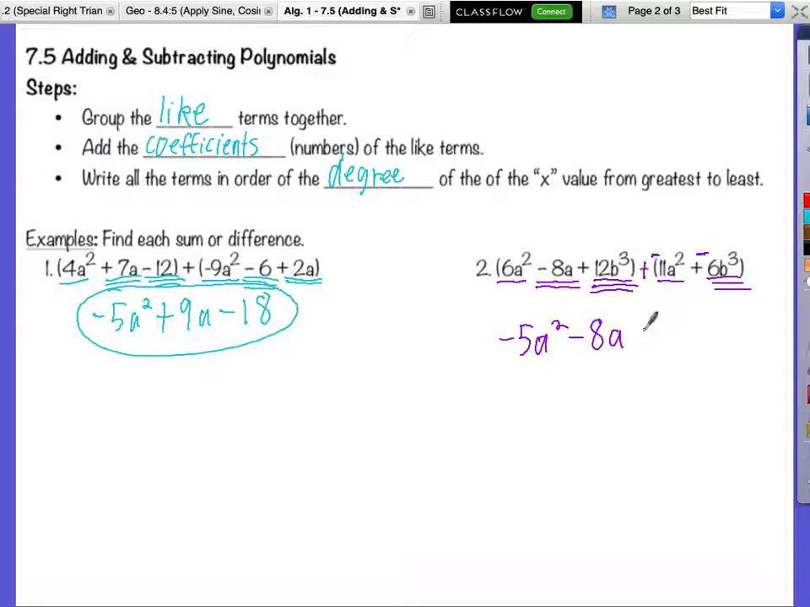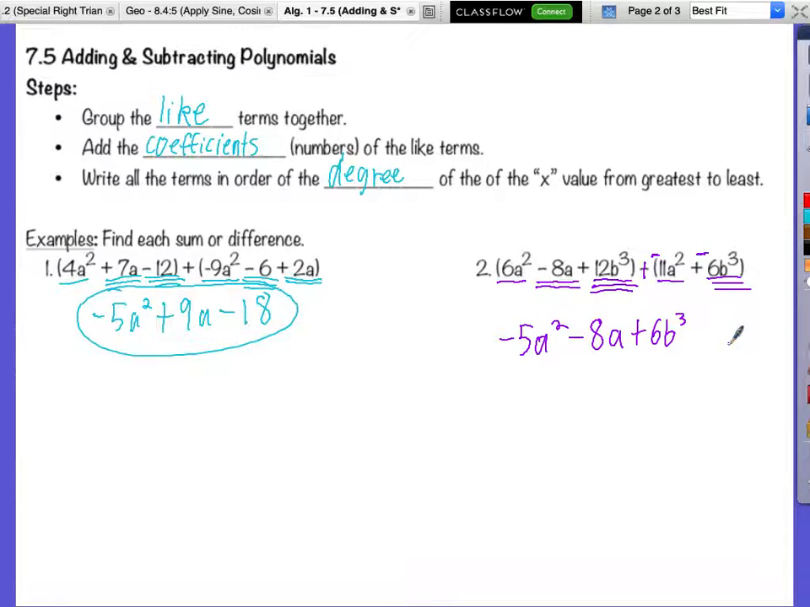Okay? So now we took care of the 1 underline, we took care of the 2 underlines. What's next? 3 underlines, right? Okay, Jason? What has 3 underlines here? 12b to the third and negative 6b to the third. Okay, so we combine those since they're like terms, b to the third, b to the third. So we take 12 plus a negative 6. What would 12 plus a negative 6 be, Gabe? 6. Positive 6. And it'd be b to the third, correct?